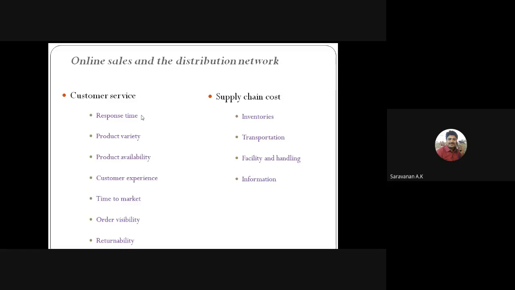Then the customer's experience. You may feel this customer experience in terms of online sales. If we are going to buy a product in a retail store, at what time can we purchase the product? It is in the business hours. For example, morning 6 to evening 9, the shop will be open. At that time only we can place an order and purchase a product.